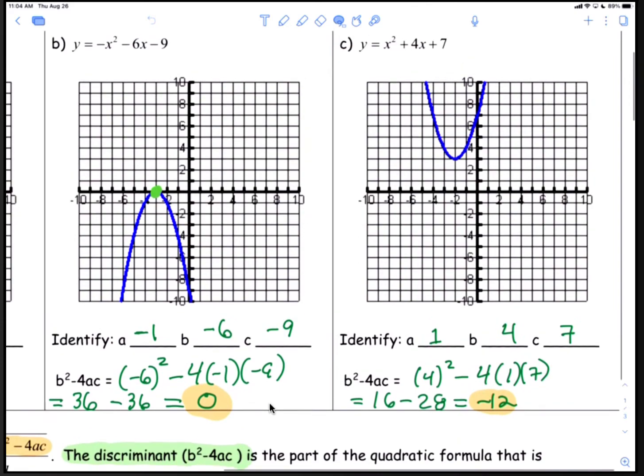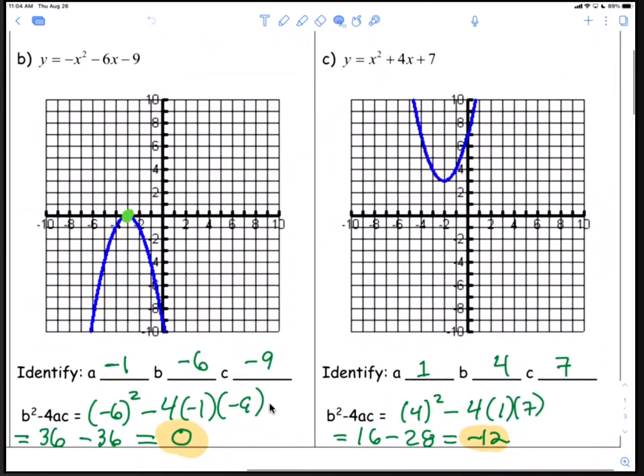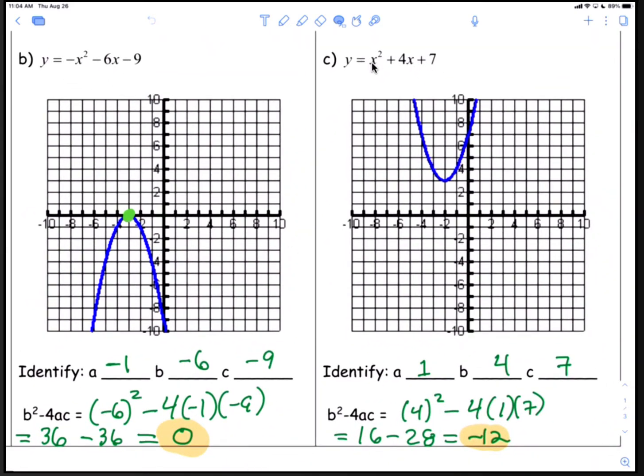Finally, graph C. So for graph C, the equation is x squared plus 4x plus 7. A is identified to be 1, B is 4, and C is 7. B squared minus 4AC is 4 squared minus 4 times 1 times 7, which is 16 minus 28, which equals negative 12.